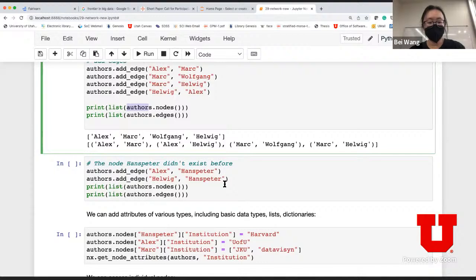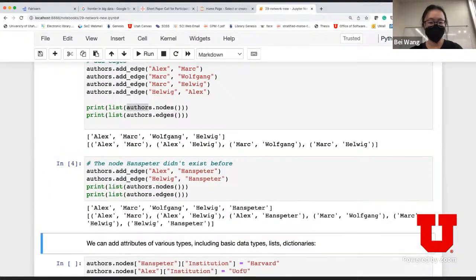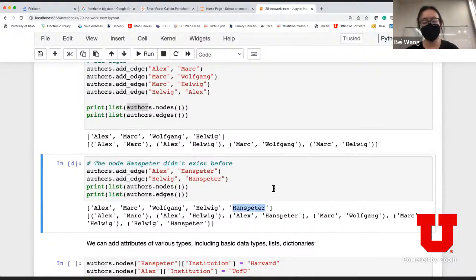So now what I'm going to do is take this graph, which is the authors graph, and add edges. When I add edges, there are some nodes that weren't there, but it will actually add the nodes too. So if I do this, you see that originally there were 4 nodes, now there are 5 nodes. So we added another author who's a faculty, I believe at Harvard, and Hans Peter is now added as a new node. And the same thing with the 2 edges that are being added to this graph.